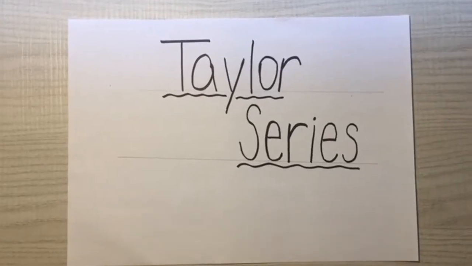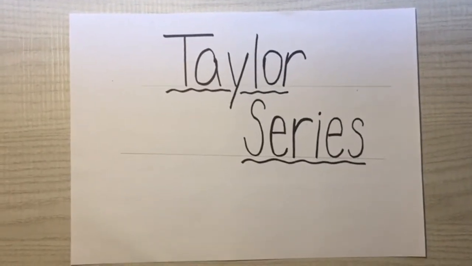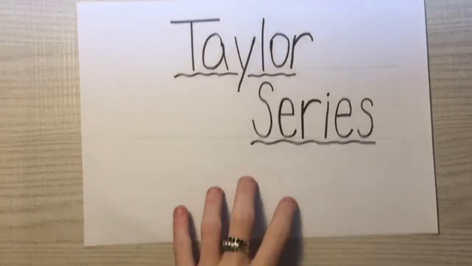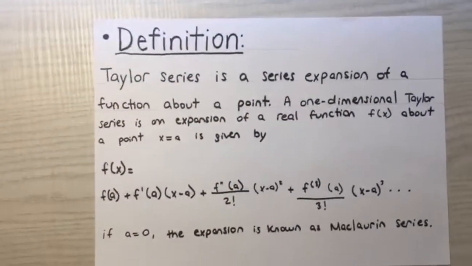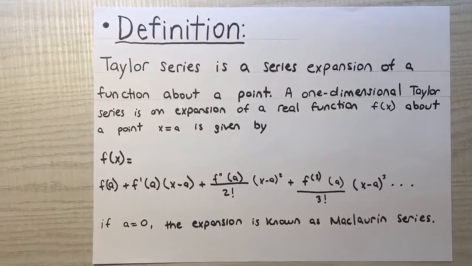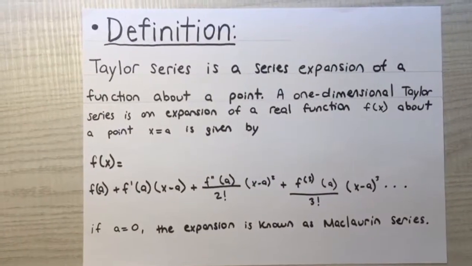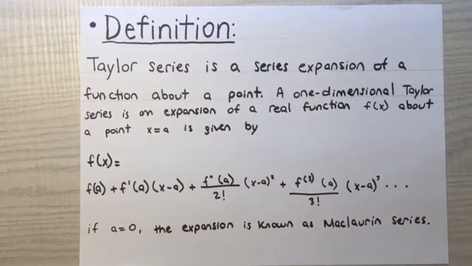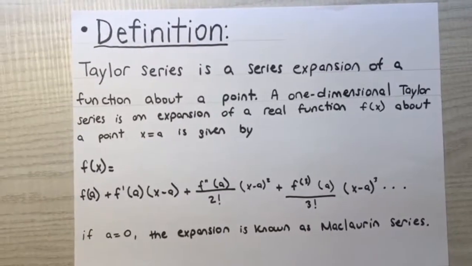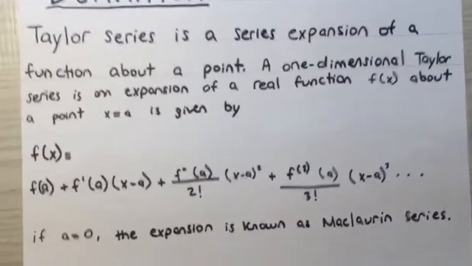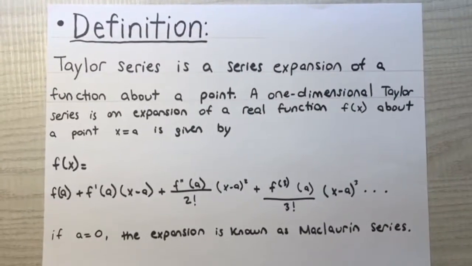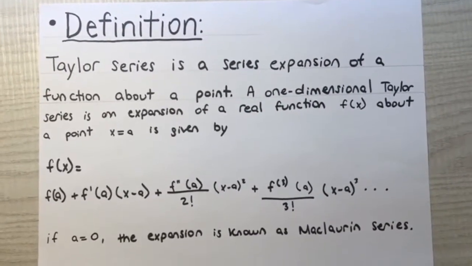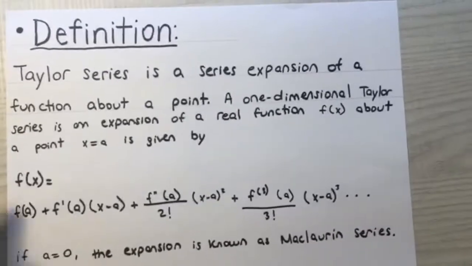The next topic we will be talking about in the mathematics video assignment is the Taylor series. Now, what is the Taylor series? The Taylor series is a series expansion of a function about a point. A one-dimensional Taylor series is an expansion of a real function f of x about a point x equals a, which is given by this equation right here. Now, if a equals 0, in this case, the expansion is known as the Maclaurin series.